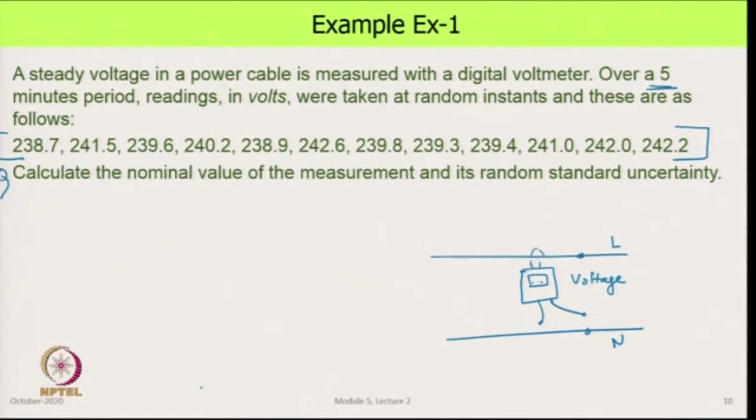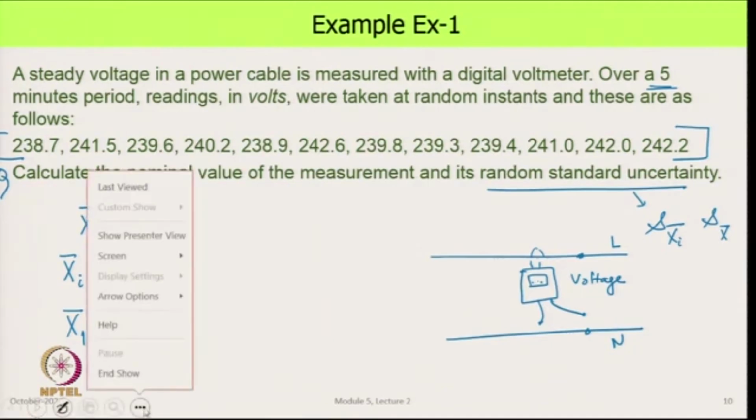Okay. So, what we have been asked to do, nominal value of the measurement means x bar. All the while we have been using xi bar. This could be x1 bar, or since there is only one measurement we are working with, we can even call this x bar. So, that will tell us the nominal value, and the random standard uncertainty, the symbol we have got is S xi bar. In this case, we can just call it S x bar. So, those are 2 things we need to calculate. So, let us see how the procedure is.